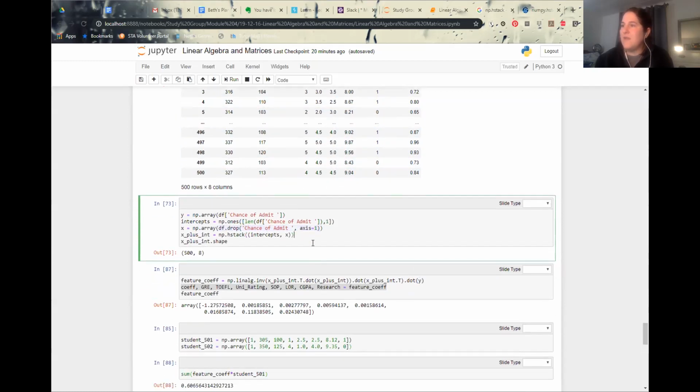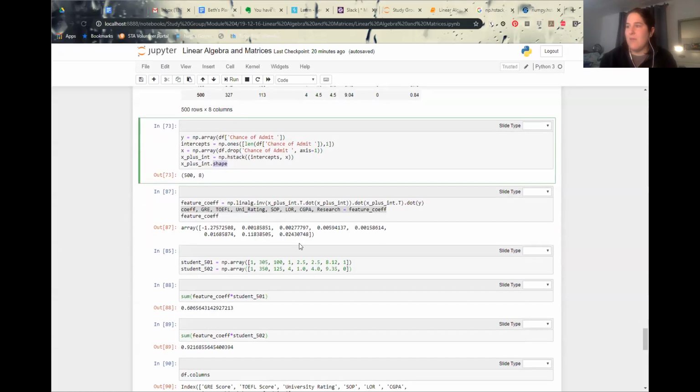And then to put the intercepts plus all of the features that we wanted to look at together, we did this hstack NumPy function, which was pretty cool, and passed in our intercepts and our X values. And then to confirm that the array was the shape that we wanted and had all of the information that we wanted in it, we just looked at the shape.